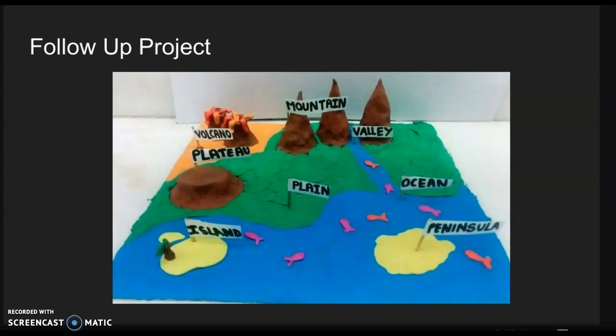So I think students could really enjoy that project, and it would also help them to understand what these landforms and bodies of water actually look like and how they relate to each other and how they interact and play a role.